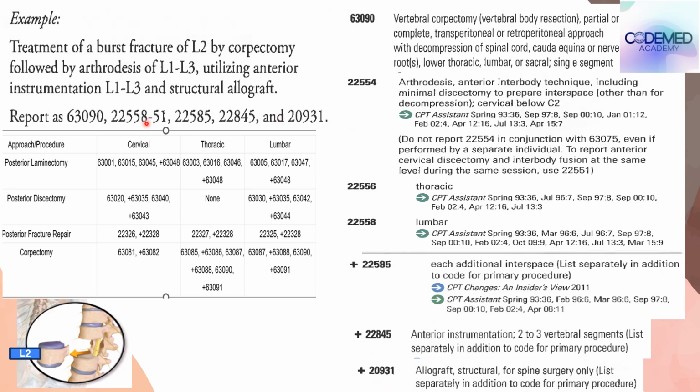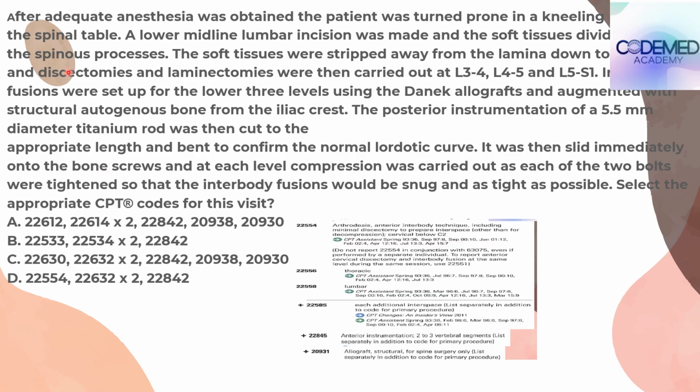Now why am I using the 51 modifier? Because if you remember, whenever the arthrodesis is done along with the definitive procedure, that is the corpectomy here, we will use the modifier 51. So that answers all your doubts, and this is how we code for this particular case. Let us take one more example.